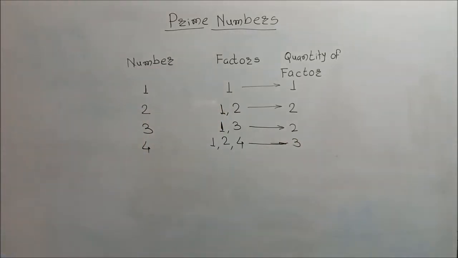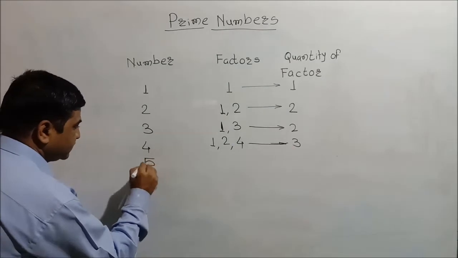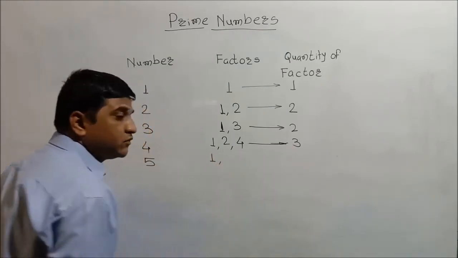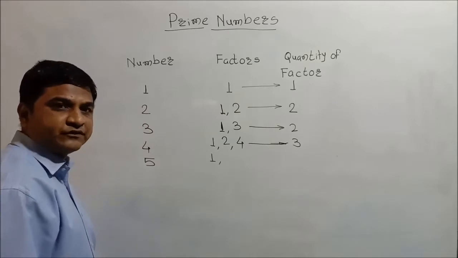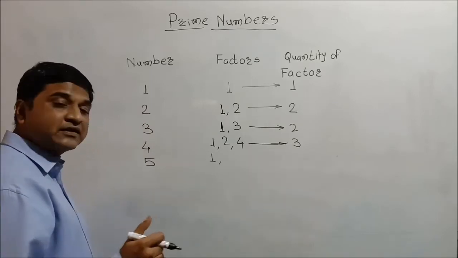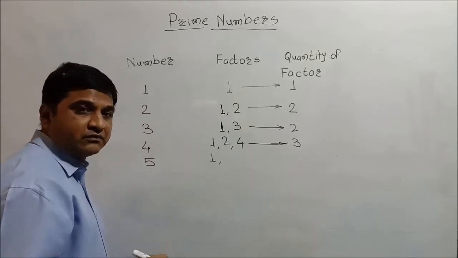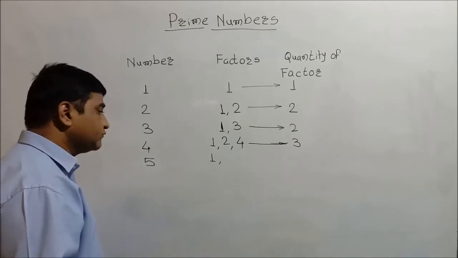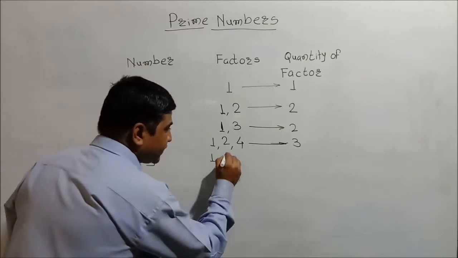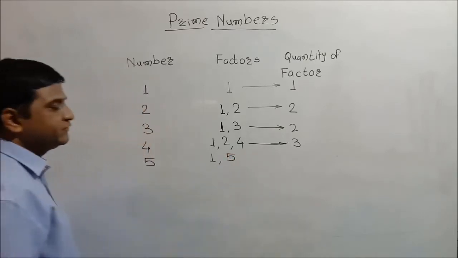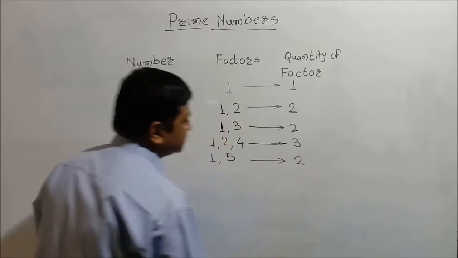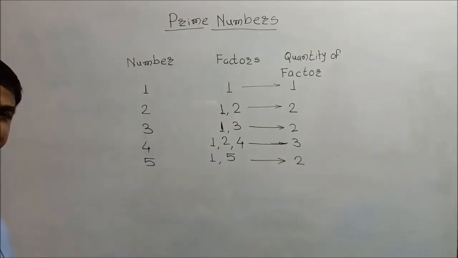Now we'll go for 5. 5 can be divided by 1. Yes. What about the other numbers? Find out any number that can divide 5 without leaving any remainder. After 1, we have only 5 as the number which can divide 5 perfectly. And in this case also we get the number of factors as 2.